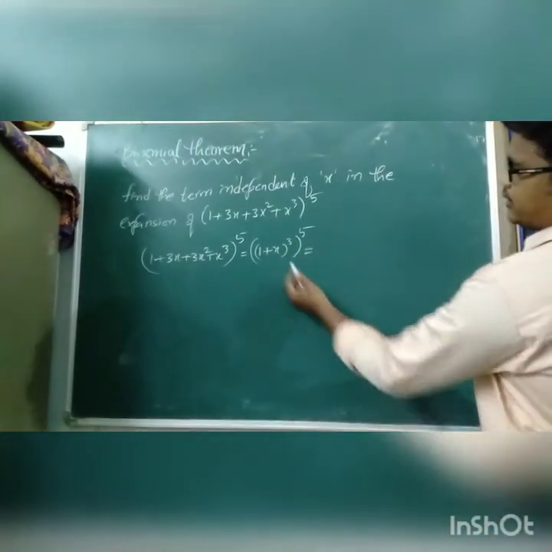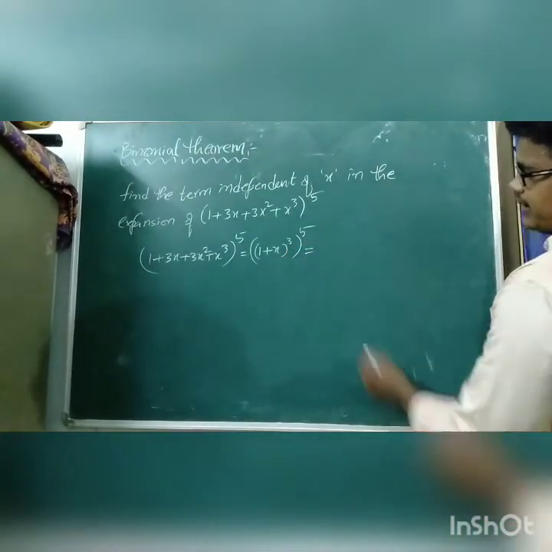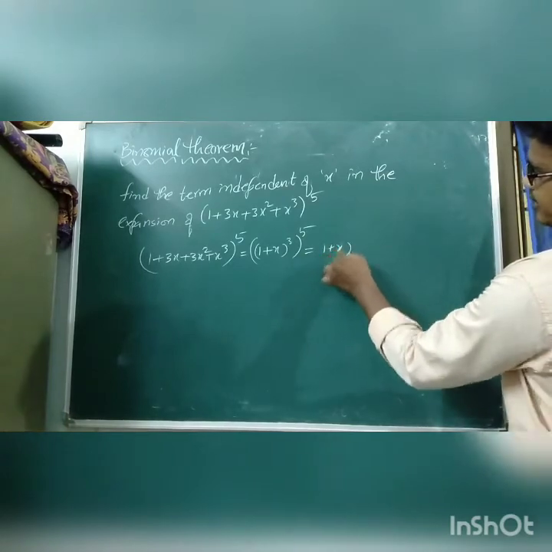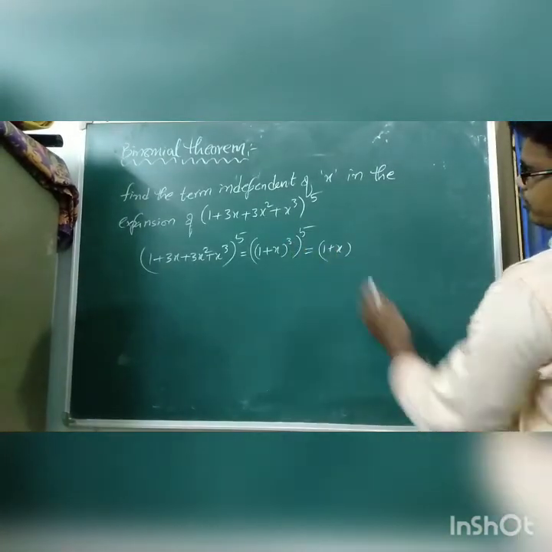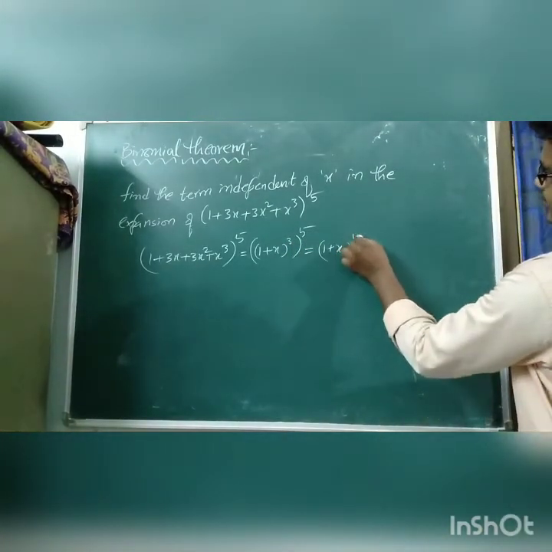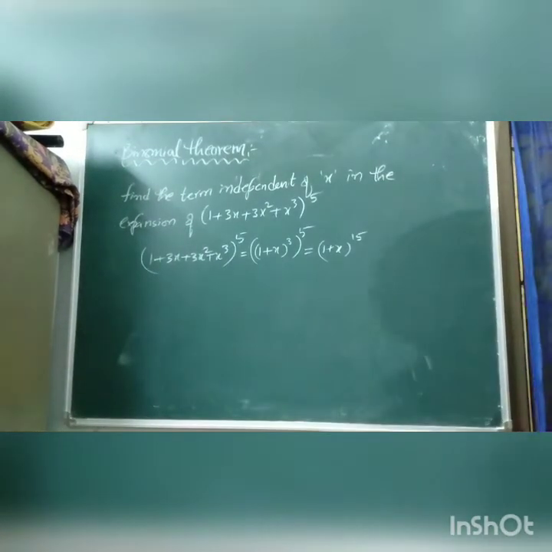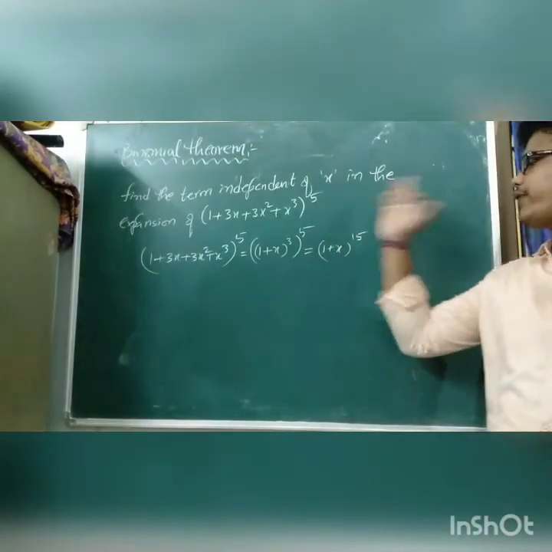And the next, it is in the form (a^m)^n, which can be written as a^(mn), meaning 3 fives are 15: (1 + x)^15. Now we have to find the term independent of x.